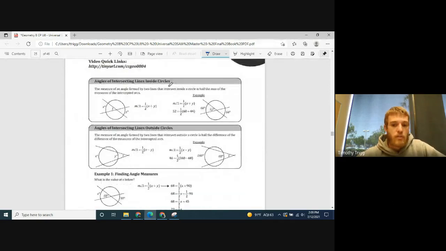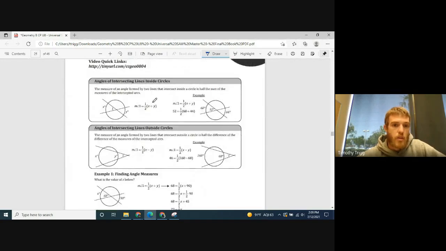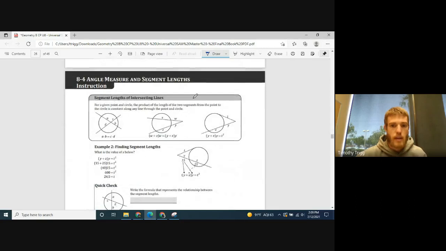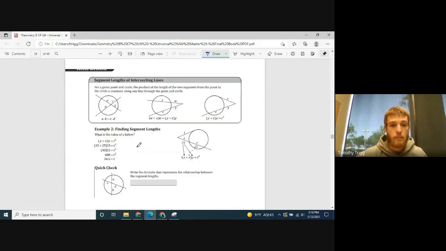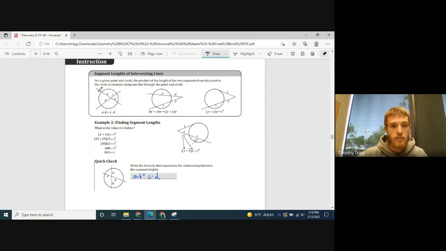Once you're done with that, let's move on to 8-4. You can look at these theorems here, but don't worry about them too much. We'll cover those in detail, and they should make sense when we do them. Same over here. In this one, you could say that A times B will equal C times D. When you have two intersecting lines like that, these lengths multiplied will equal these lengths multiplied. And you have these other formulas here for these various scenarios. We're going to go over some examples about those.